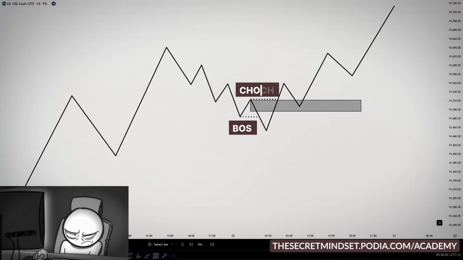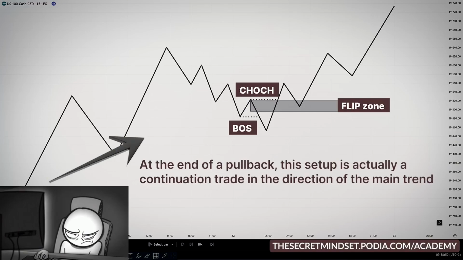Trends tend to persist due to market momentum. When you trade this setup with the trend, you're aligning with the order flow. So at the end of a pullback, this setup is actually a continuation trade in the direction of the main trend. The overall trend shows where the big money is flowing, and it's usually safer to go with the current trend rather than against it.